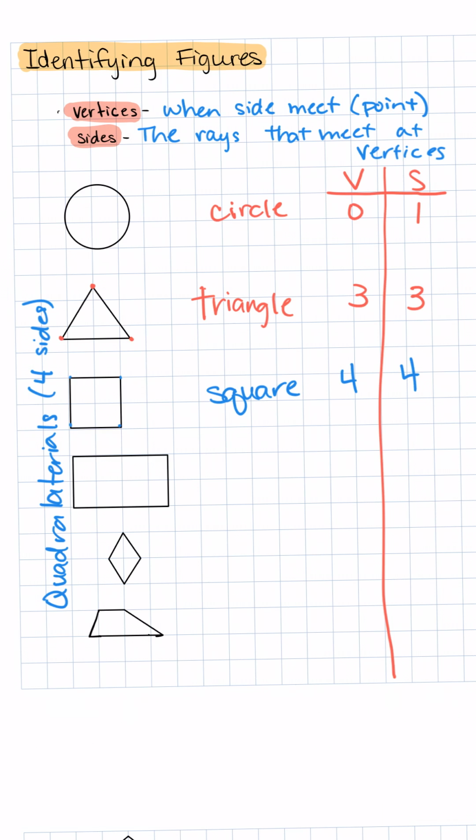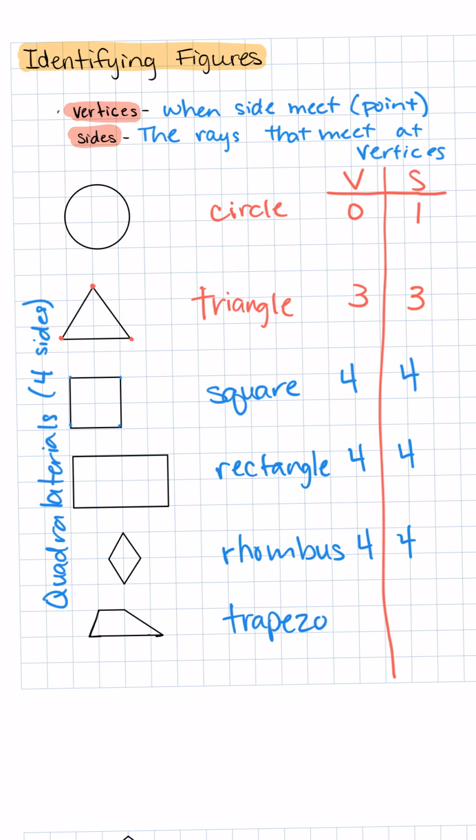Next one is a rectangle. It has 4 vertices, 4 sides. Then we have a rhombus: 4 vertices, 4 sides. And we have a trapezoid: 4 vertices, 4 sides. So now let's talk about parallel lines.